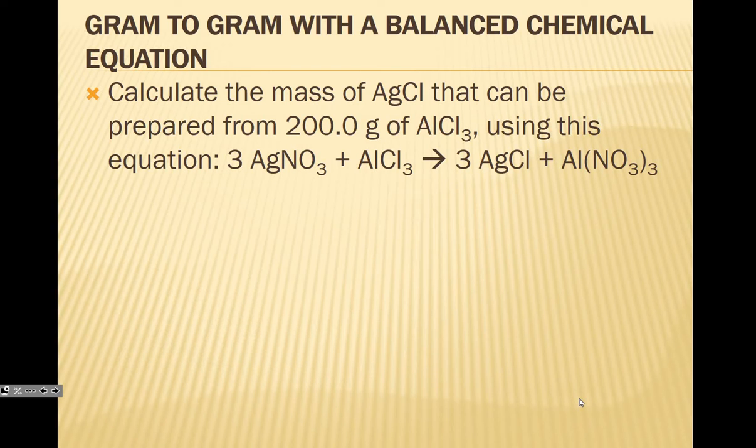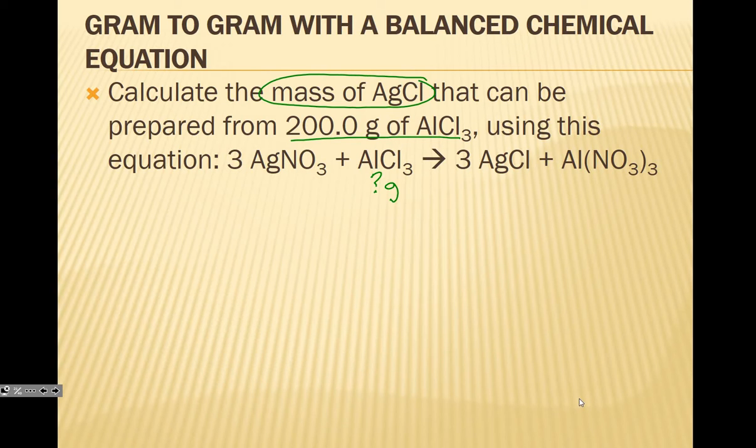Okay, let's do another one. So, starting again. Identify first what you have and what you're given. So tell me, what do I circle? What do I underline? Circle, mass of AgCl. Got it. What do I underline? Okay, 200 grams AlCl3, aluminum chloride. What did I tell you the next step was? Underneath mass of AgCl, what am I going to put? Question mark grams.